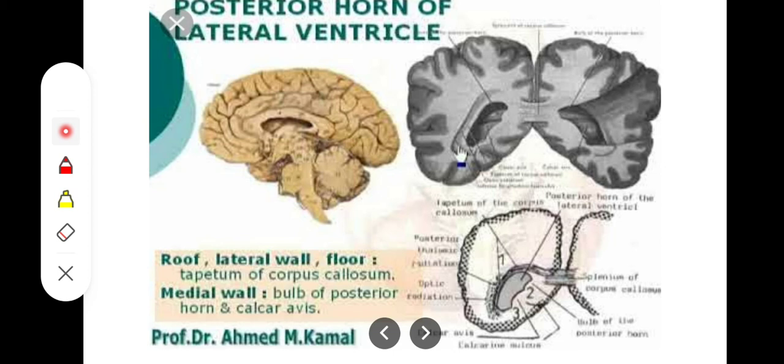And along with that we also have an elevation formed due to the calcarine sulcus or the calcarine fissure, because of which we call that elevation the calcar avis. So there are two elevations or projections on the medial wall of the posterior horn of the lateral ventricle: one is the bulb of the posterior horn formed by the forceps major, and the other is the calcar avis formed by the calcarine fissure, right? So that is done too.